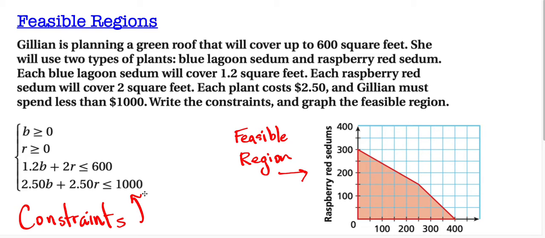Now, as you're writing the problem, maybe what I should have said to you, Hadley, you don't necessarily have to write some of the strange details of the problem, like when it says 2 types of plants, blue lagoon sedum, that part doesn't really matter. You can call it whatever you want. You can just call it a blue flower.